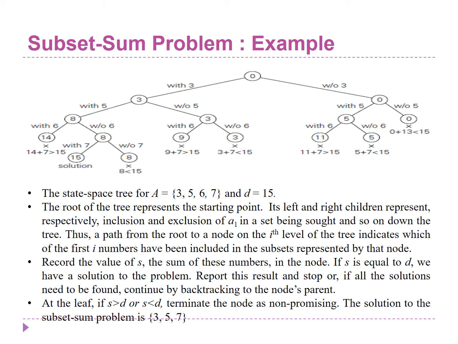The state space tree used to solve the subset sum problem using the backtracking technique is binary. The root of the tree represents the starting point, that is, when the sum of the subset elements is 0, representing none of the elements are included in the subset. It is an empty set. The root's left and right children represent respectively the inclusion and exclusion of the first element in the set A, which is 3.